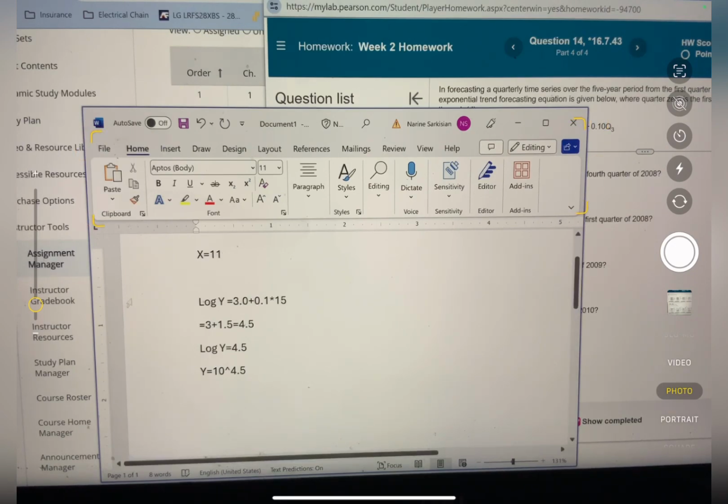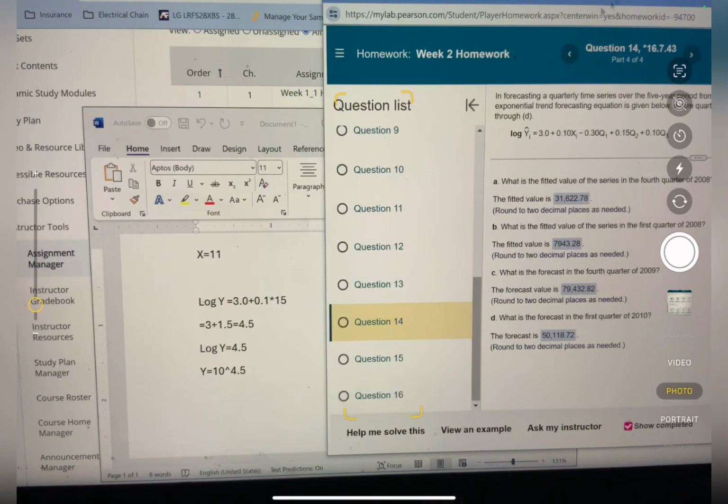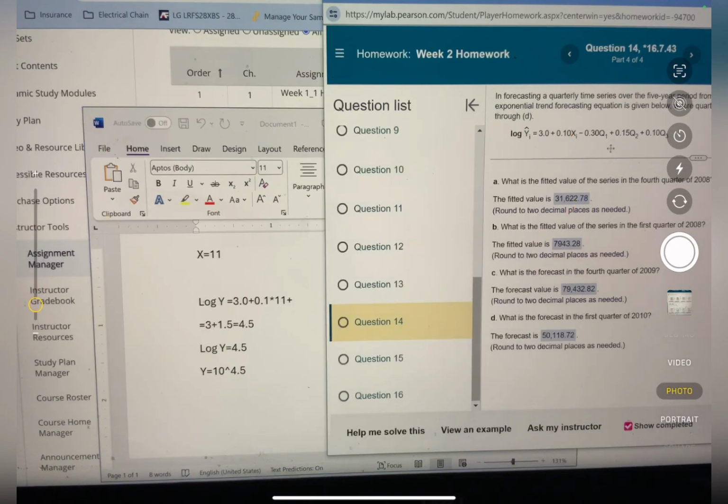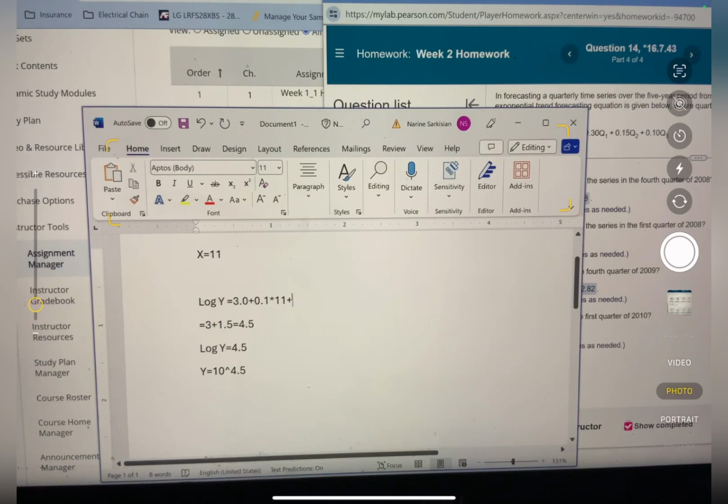And now here it's going to be interesting. We are going to get 3.0 plus 0.1 times, in this case, 11, and then, because it's asking for the first quarter, our Q1 is going to be 1, minus 0.3 times 1. The rest is going to be 0.